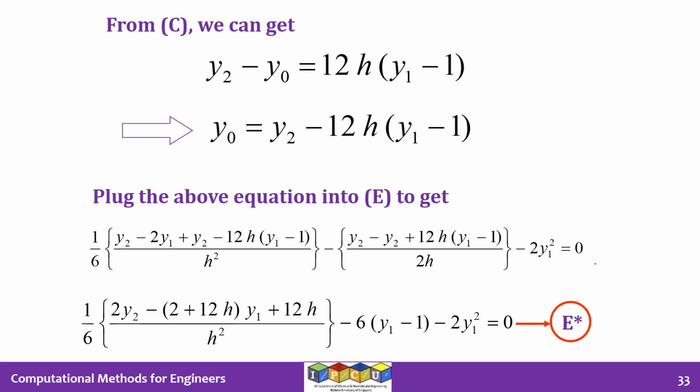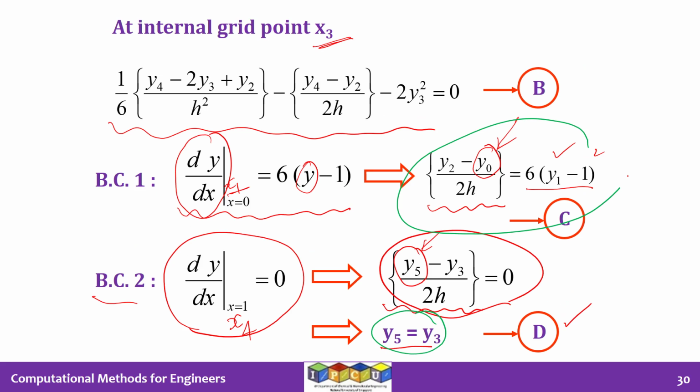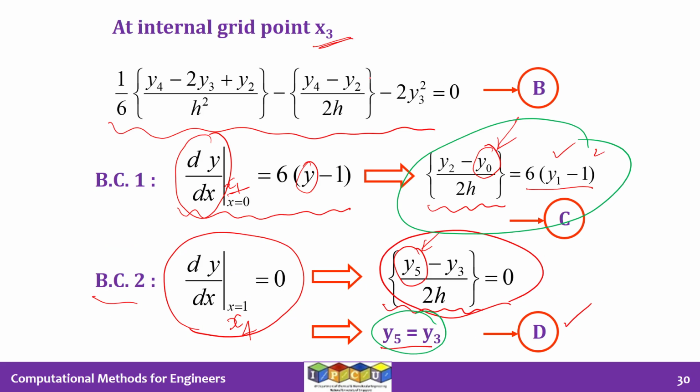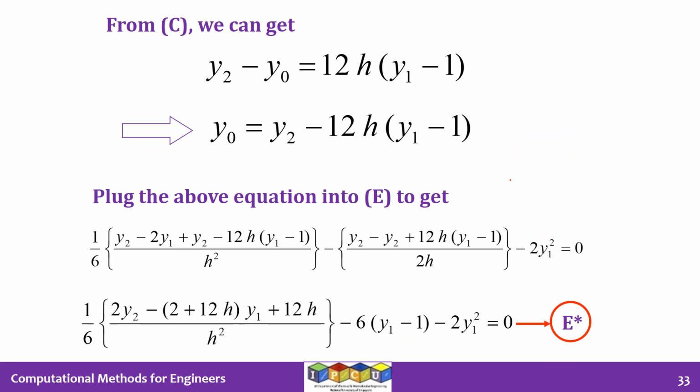And also from equation C, which is this, we can generate this equation. So y2 minus y0 is equal to 12 times h times y1 minus 1. Basically what I've done is I've taken this 2h here and taken it to the right hand side. So 6 times 2h will be 12h times y1 minus 1. That will be equal to y2 minus y0. So I can get an expression for y0 in terms of y2, y1, etc. and h as you see here.